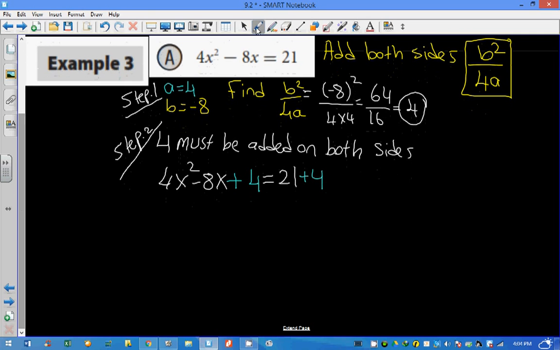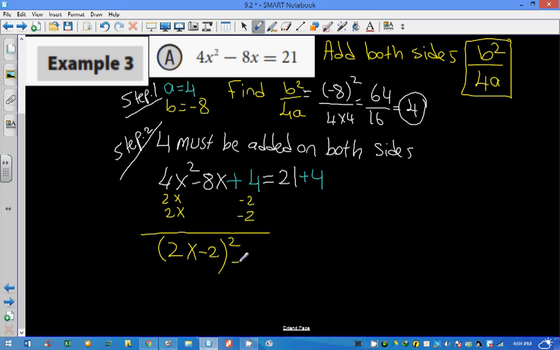So, as you know, 4x squared and 2x is the factors of 4x squared, and 4 as a factor is negative 2 and negative 2 because of the middle number. 2x minus 2 to the power of 2 equal to 25.